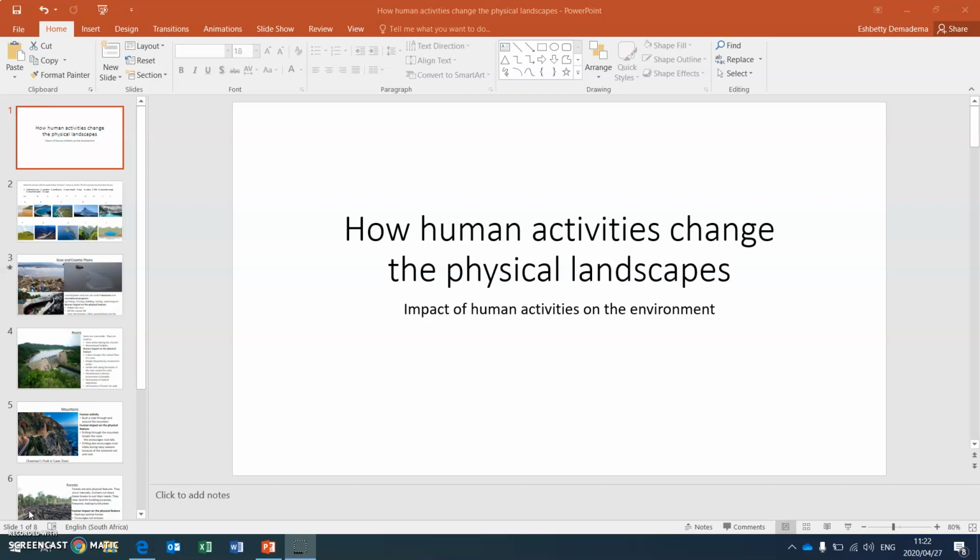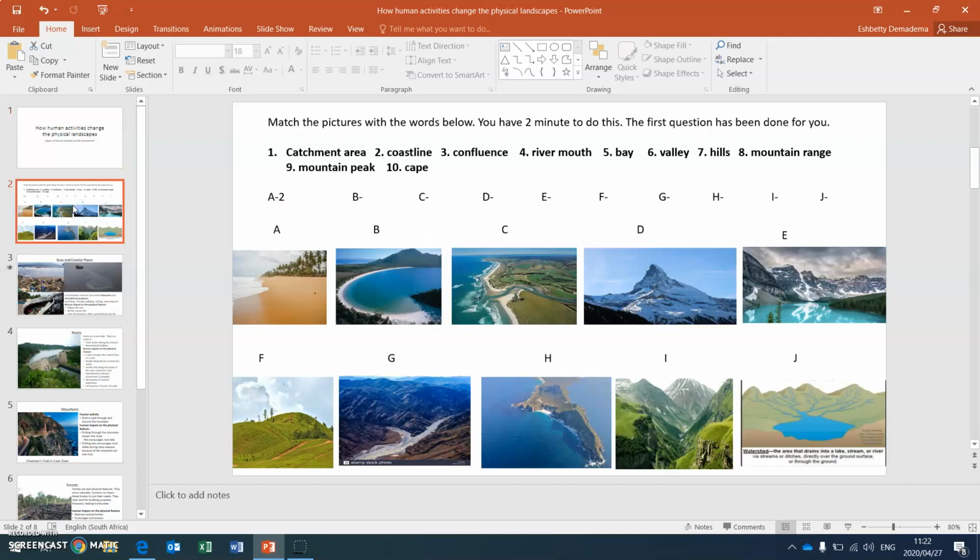Today we will be looking at the impact of human activities on the environment. We are going to be looking at how human activities change our physical landscape or our physical features. But before we do that, I want you to do this short activity for me. The answers will be supplied at the end of the lesson.